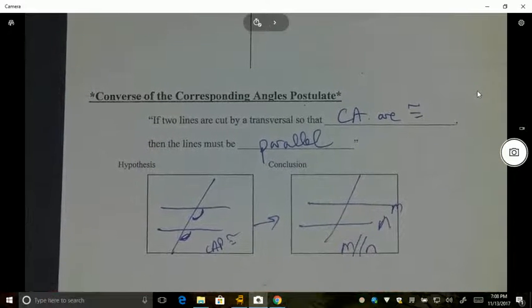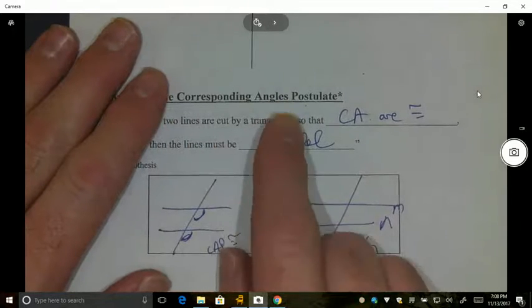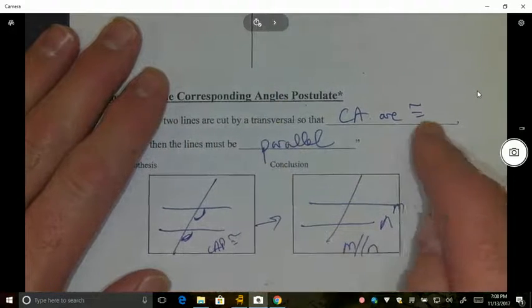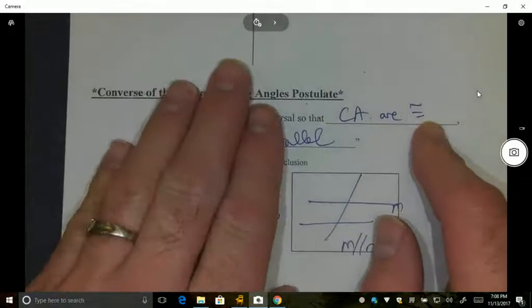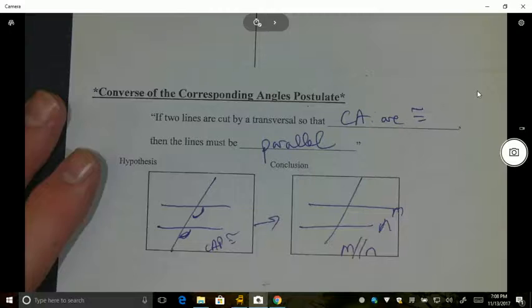So now we have four primary postulates. We did have some other ones like the ruler postulate and the measuring postulate for angles, but the primary ones that we're using in proofs are angle addition, segment addition, the regular corresponding angles postulate, which says if the lines are parallel, the corresponding angles are congruent, and now the converse, which says if the angles are congruent, the lines are parallel.